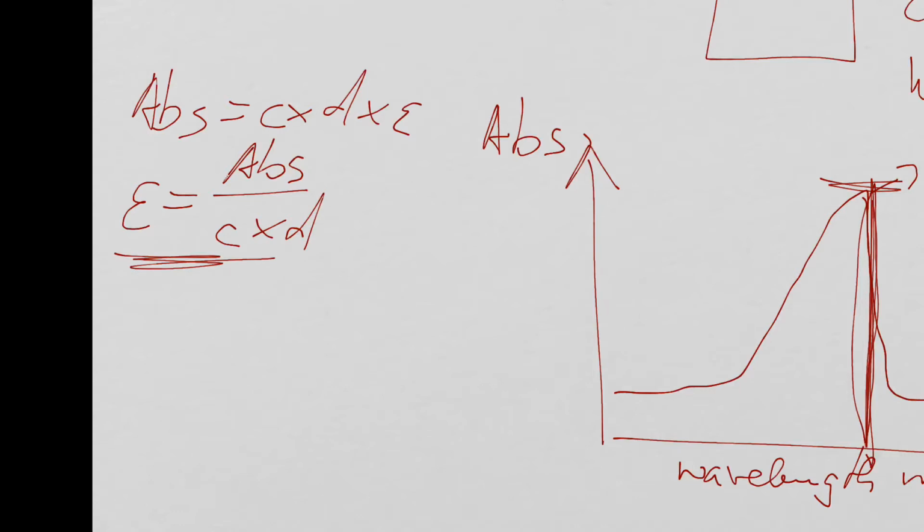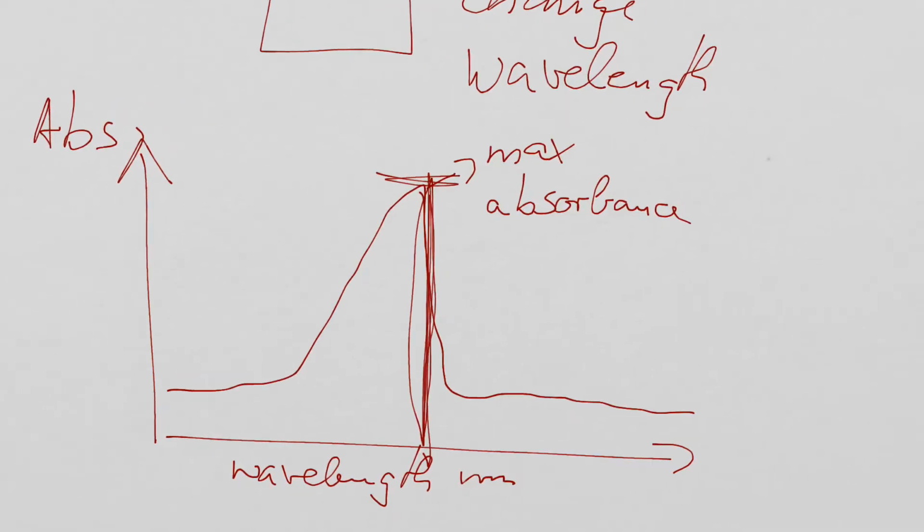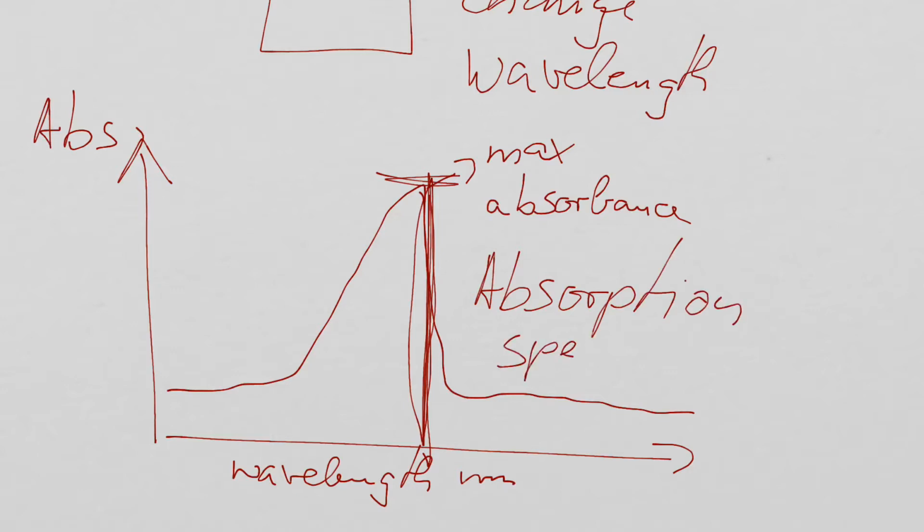By the way, such a spectrum is called an absorption spectrum, because we go through the entire spectrum of the wavelengths that our spec is capable of. Make sense?